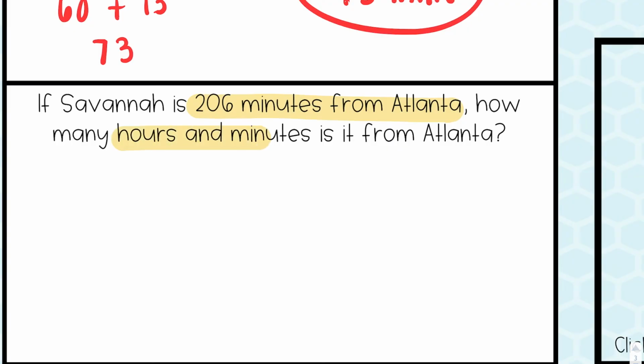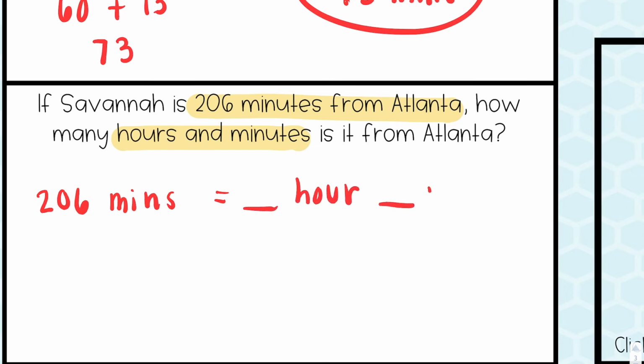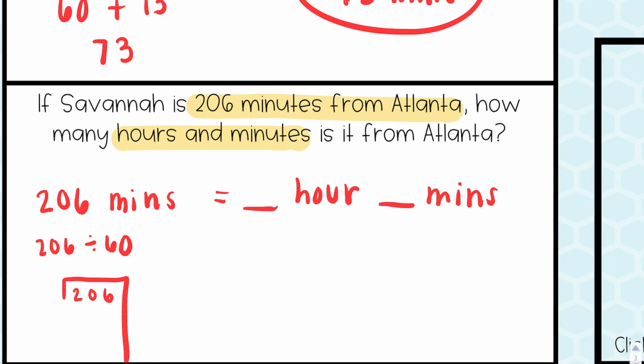Now I'm doing the opposite. Savannah is 206 minutes from Atlanta. So how many hours and minutes is Savannah from Atlanta? So I have 206 minutes and I'm converting them to hours and minutes. So I know that for every hour that's 60 minutes. So it's like I'm regrouping for every hour. So I could do 206 divided by 60.